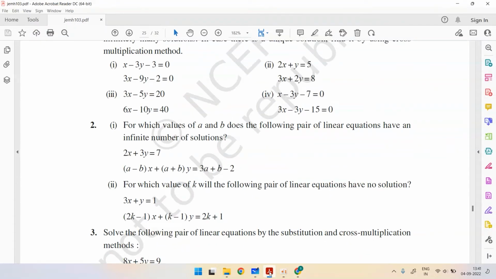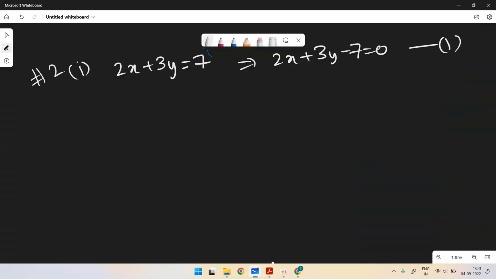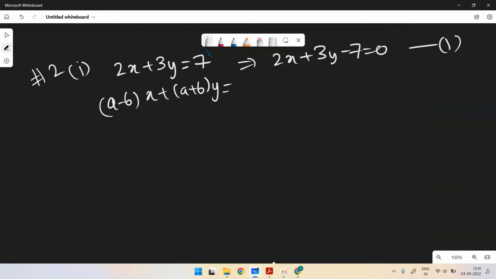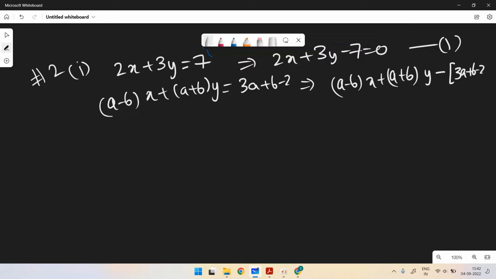Next is (a minus b)x plus (a plus b)y equals 3a plus b minus 2, which implies that this is nothing but (a minus b)x plus (a plus b)y minus (3a plus b minus 2) equal to 0. This is my second equation.